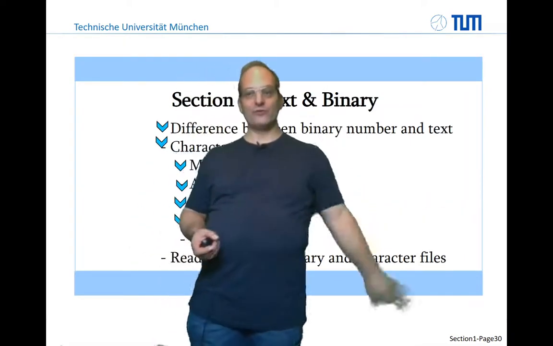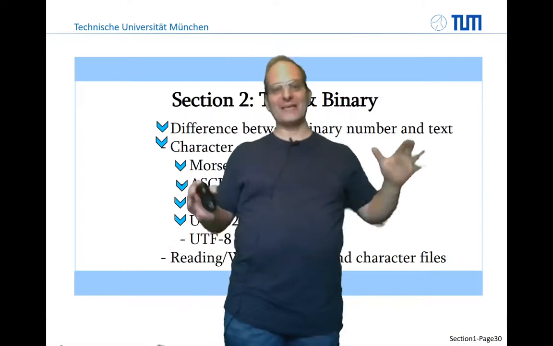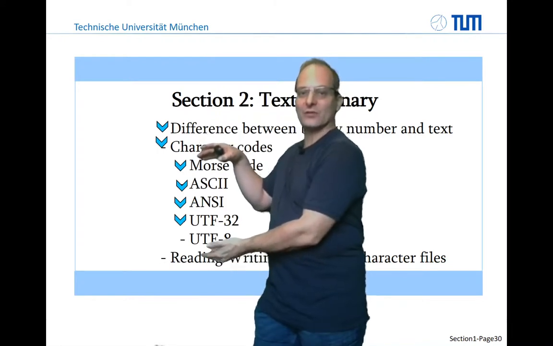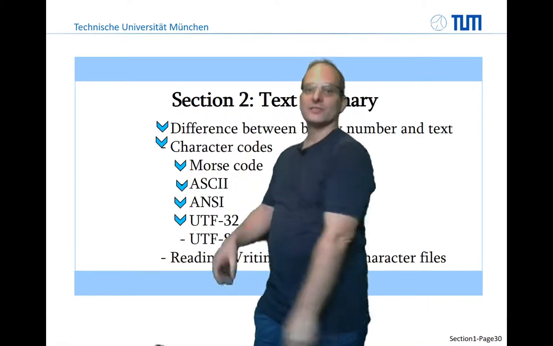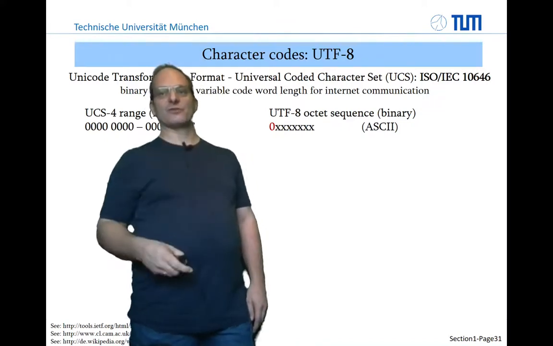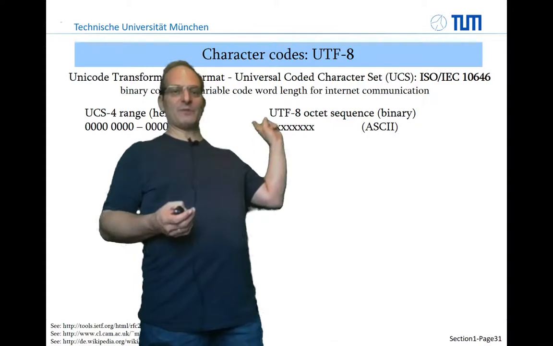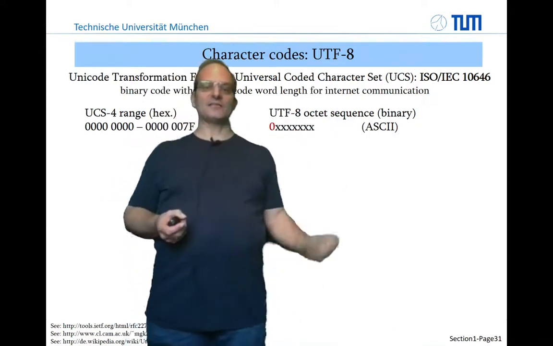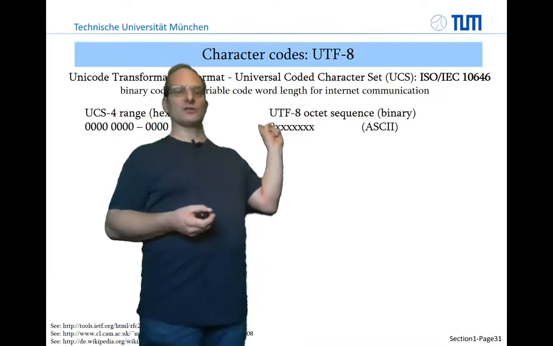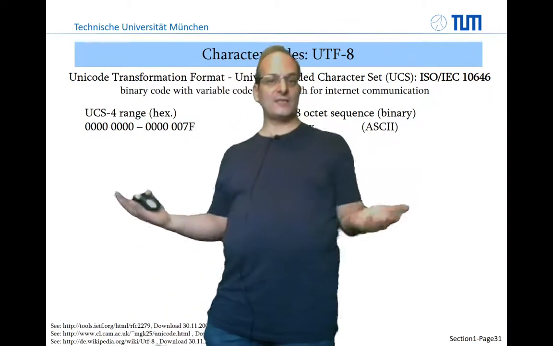We directly change from the UTF-32 to the UTF-8, because this is the more interesting code, which also is the bridge between the different codes. So we started with a variable length code and we will end with a variable length code. So in this case, what is the difference? It's again Unicode Transformation Format, UTF, and we use a variable length which is 8-bit specific. And the nice thing in this code is that the first byte or the first representation is exactly the ASCII code. So it starts with a 0 and then it's exactly the ASCII code. So if you have UTF-8, then you can use the ASCII code as it is.